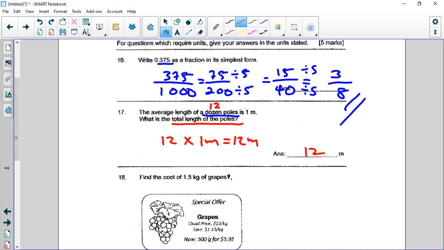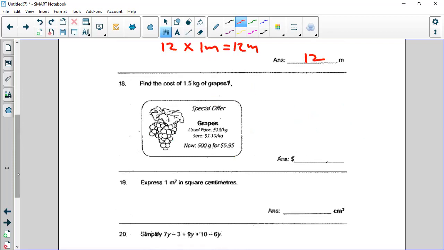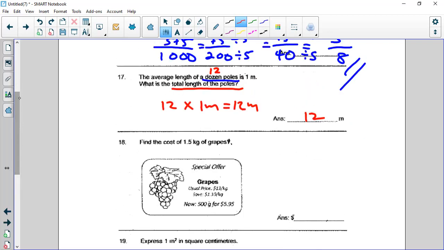All right, question 18. Question 18, there are some distractors. Yeah, Wenrei, question. Why is a dozen 12? A dozen is 12. This one you must know. A dozen means 12. This one need to take note.